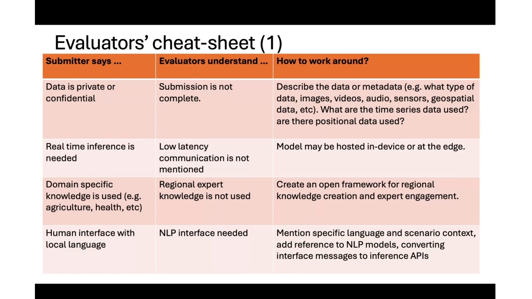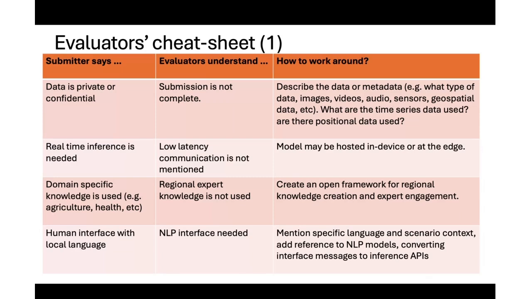Then many use cases talk about local language. Human interface with local language is a good aspect. There is no problem. But the fact is that natural language processing interfaces are needed for such use cases. So you need to mention the specific languages supported, in which scenario and context. For example, there may be a set of interactions in a banking context, or in a hospital context, or in a farming context.